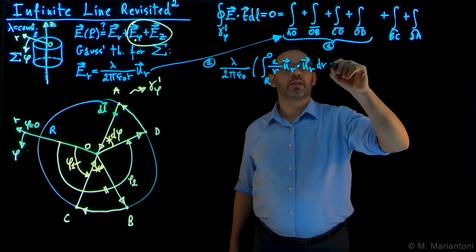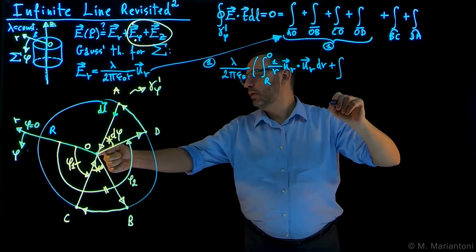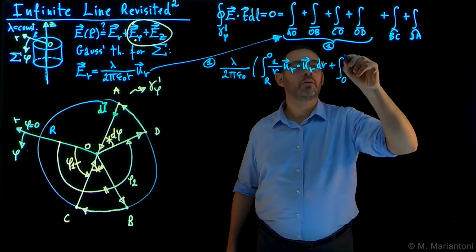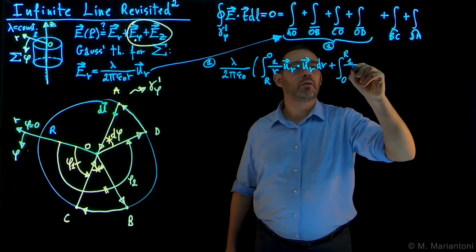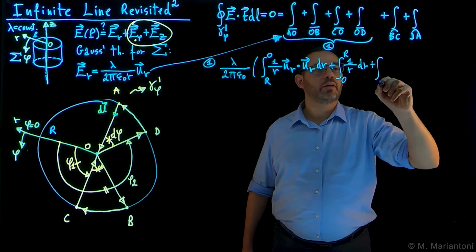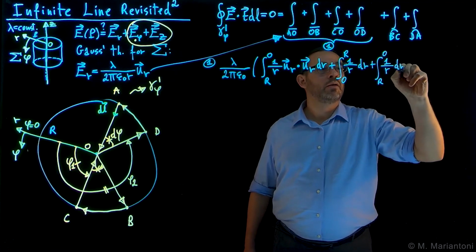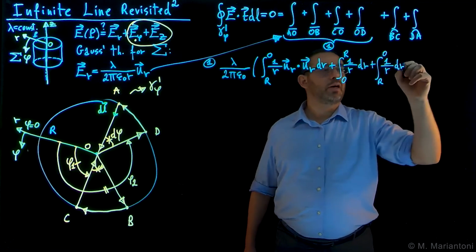And the rest is very similar. Similarly, we get the integral from 0 to r of 1 over r dr, with the dot product here, and similarly from r to 0, and so on for the remaining radial integrals.